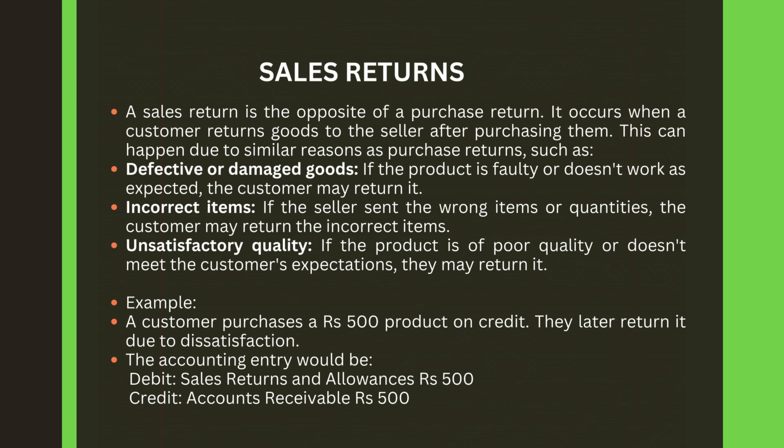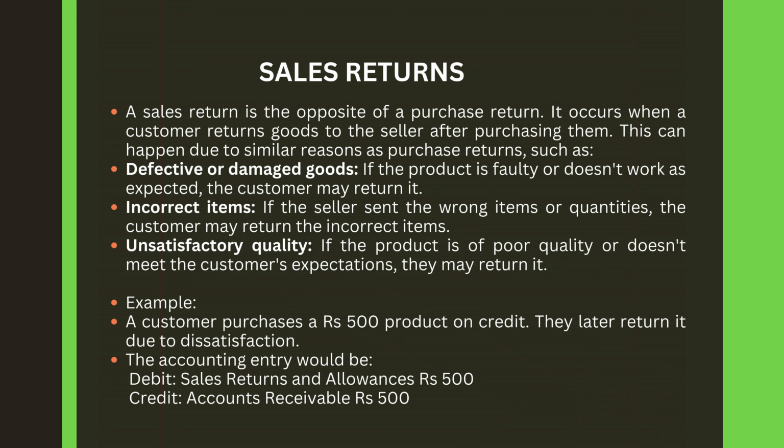Sales return. A sales return is the opposite of a purchase return. It occurs when a customer returns goods to the seller after purchasing them. This can happen due to similar reasons as purchase returns, such as defective or damaged goods. If the product is faulty and doesn't work as expected, the customer may return it. Incorrect items. If the seller sent the wrong items or quantities, the customer may return the incorrect items. And unsatisfactory quality, that is, if the product is of poor quality or doesn't meet the customer's expectations, then they may return it.